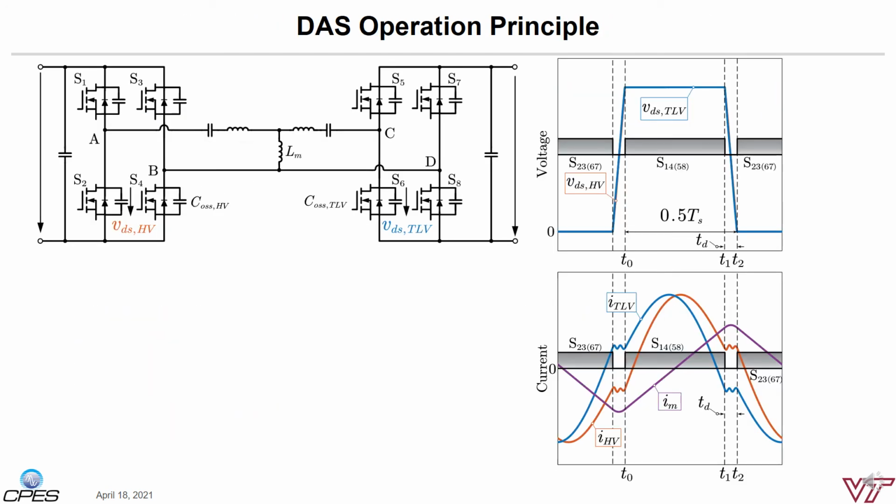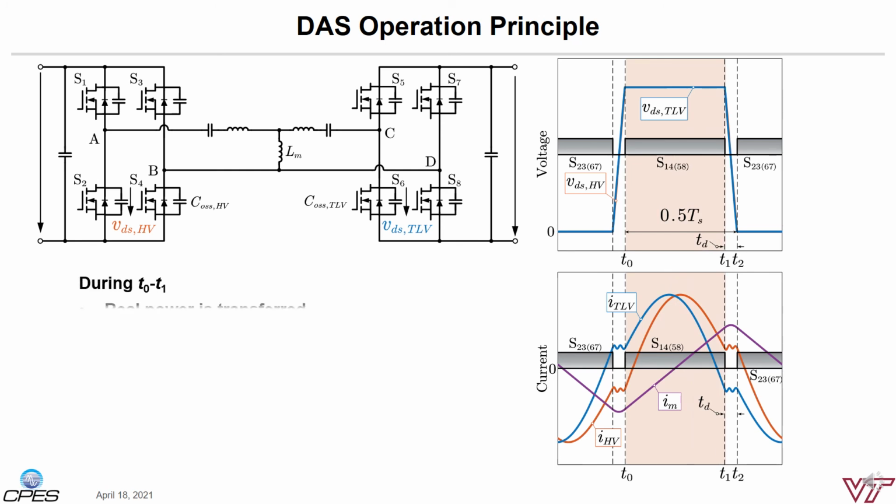This page shows a simplified CLC resonant converter. We replace the high-frequency transformer by three inductors. They are the magnetizing inductor in the middle and two leakage inductors on the two sides. On the right-hand side, it shows the key waveforms in one switching period. The top waveform is the voltage measured across the device drain-source terminals, and the bottom one shows the three currents measured on the three inductors.